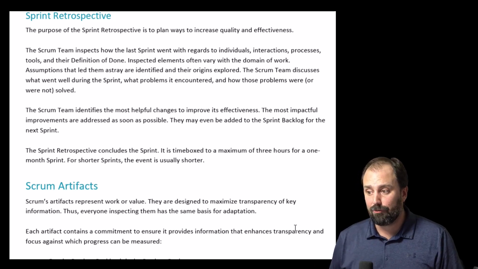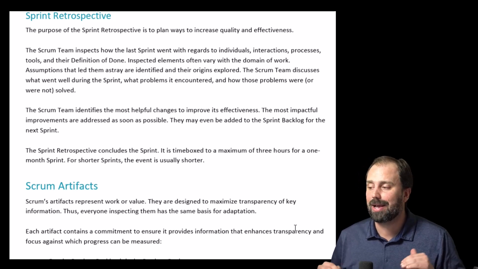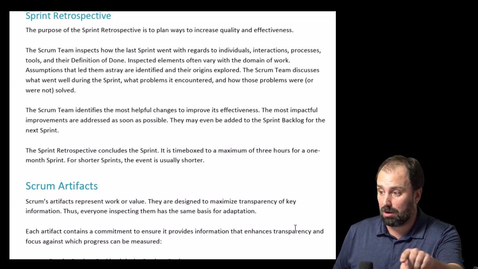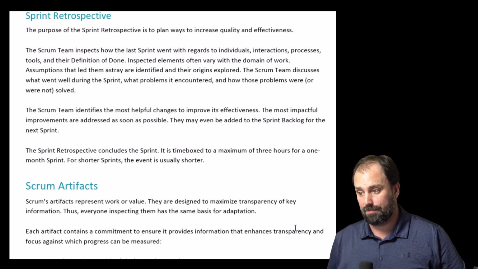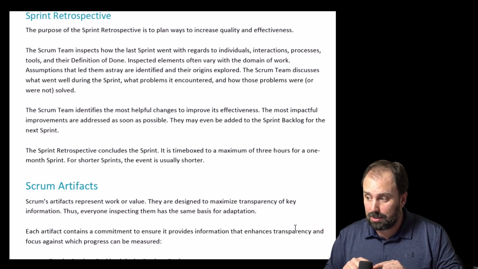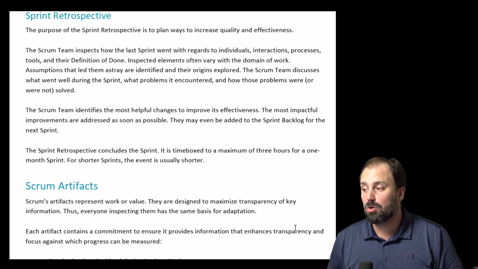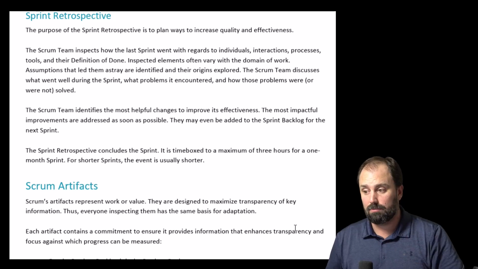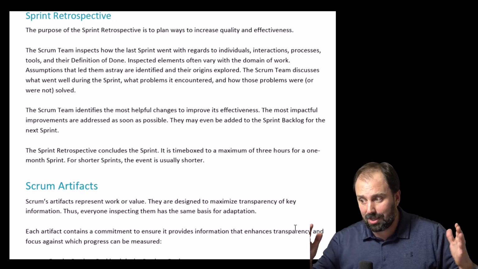The most impactful improvements are addressed as soon as possible. They may even be added to the sprint backlog for the next sprint. The sprint retrospective concludes the sprint. It is time boxed to a maximum of 3 hours for a 1-month sprint. For shorter sprints, the event is usually shorter.